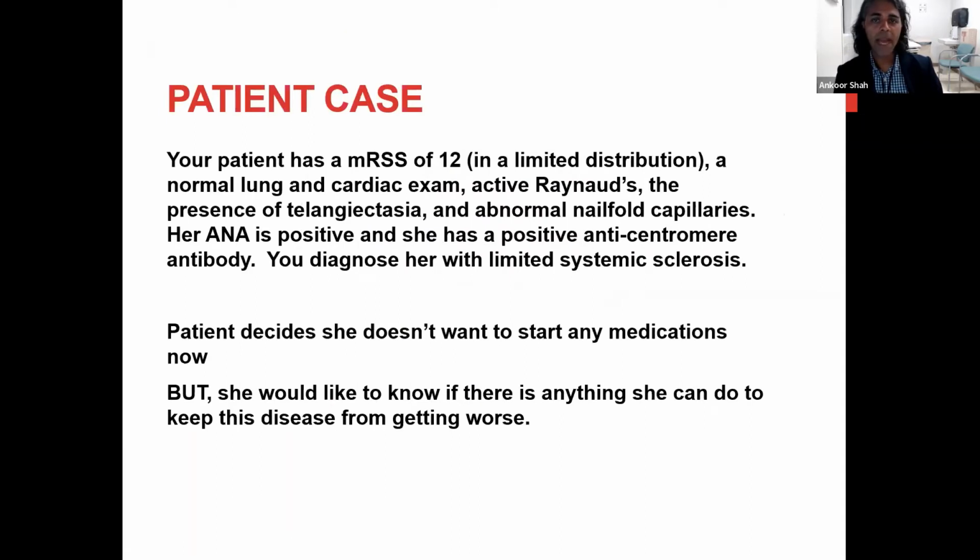Okay, back to our patient. So our patient had modified Rodnan skin score of 12, a normal lung and cardiac exam, although active Raynaud's, active telangiectasia, and normal nail fold capillaries. She ultimately had a positive ANA and positive anti-centromere antibodies, and you diagnose her based on the diagnostic and classification criteria with limited systemic sclerosis.